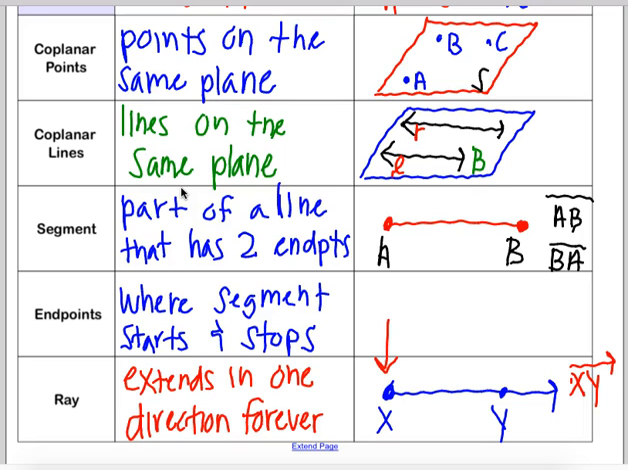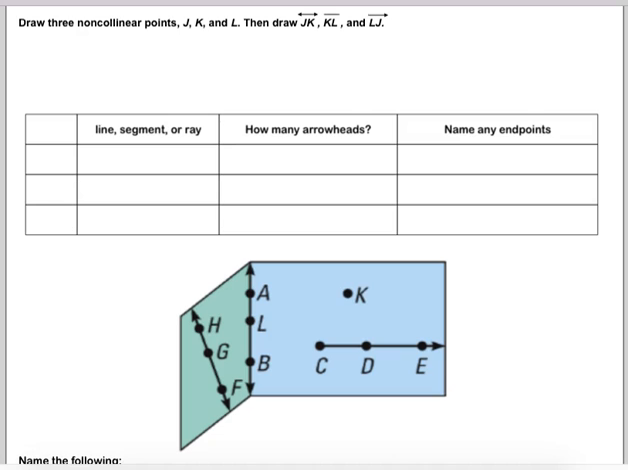Okay? I know that was a total information overload, but I think you'll be okay. So let's turn the page in your notes. And now it says draw 3 non-collinear points. So let's think about it. Non-collinear would mean not on the same line.